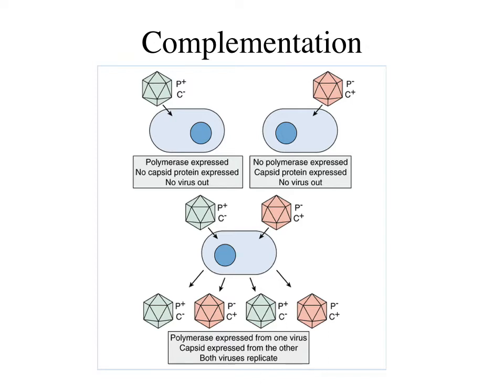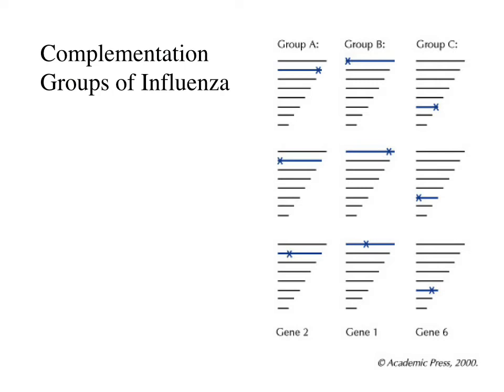If both mutants are defective in the same gene product, then there is no complementation. In fact, you can use this to place mutants in functional groups. If the mutations complement, then they must be in separate genes. If the mutations fail to complement, they must be in the same gene. So here you can see how you can use complementation to do mapping of viruses.